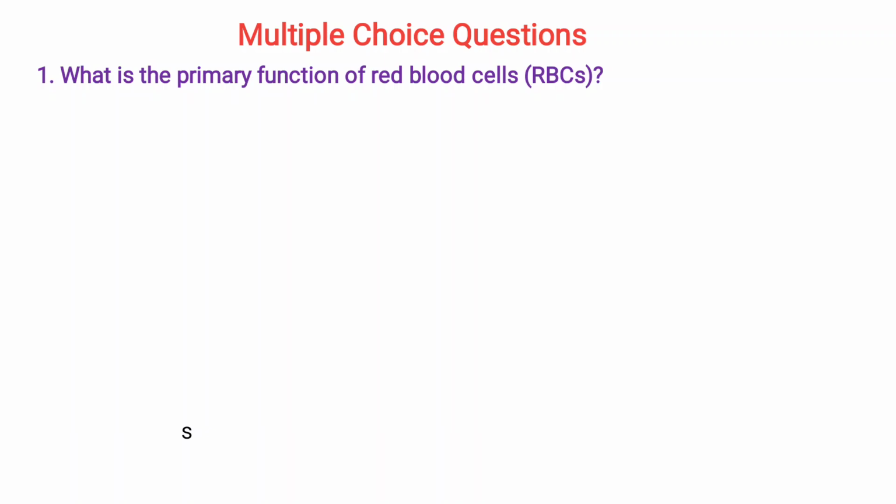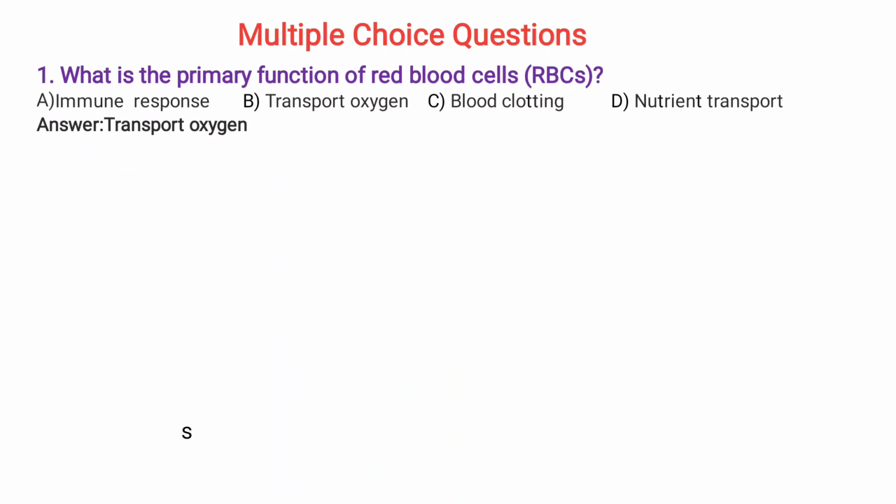Next, what is the primary function of RBC? A. Immune response, B. Transport oxygen, C. Blood clotting, and D. Nutrient transport. Transport oxygen. RBC, red blood cells, the primary function is to transport oxygen.